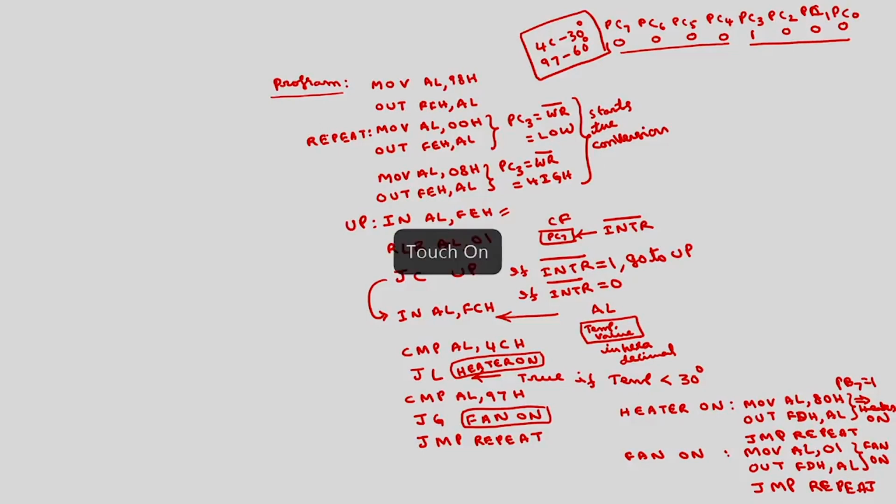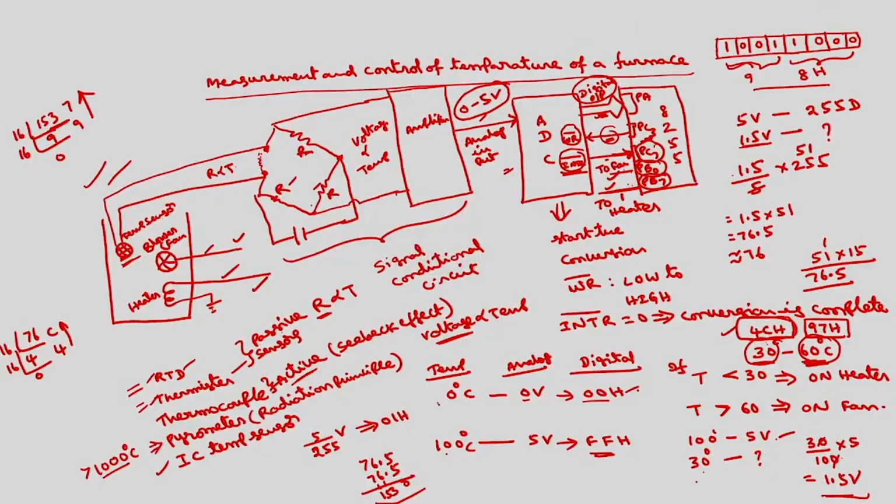For the connections given here, you have connected the digital equivalent of temperature to port A, start of conversion to PC3, end of conversion to PC7, heater to PB7 and fan to PB0. If you want to display the temperature value, whatever digital value you have read, we can apply it through BCD to 7 segment decoder or directly to the 7 segment decoder, and you can display the values.